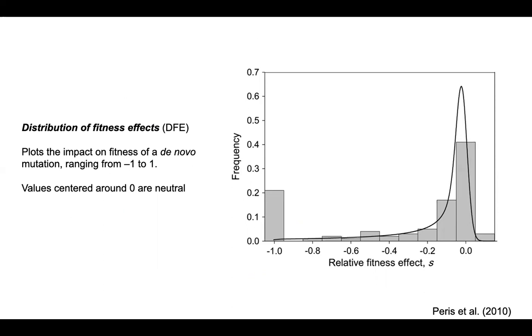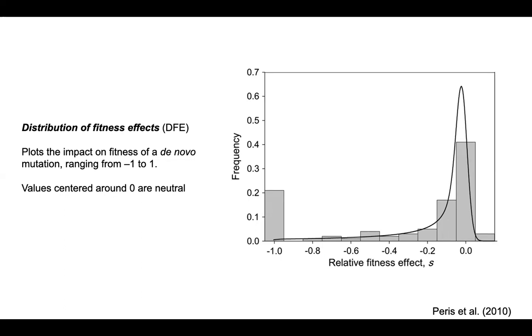One of Kimura's major claims, claim number 1, is that most new mutations are neutral. Plotted here is an empirical DFE that was calculated from a bacteriophage. Values around 0 on the x-axis are neutral. Here, this is the relative fitness effects. Anything less than 0 is deleterious, and anything above 0 is beneficial. So you can see from this DFE that the mean is slightly skewed to be deleterious, but near 0.